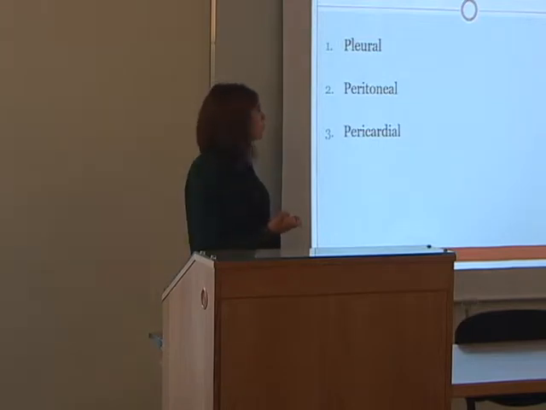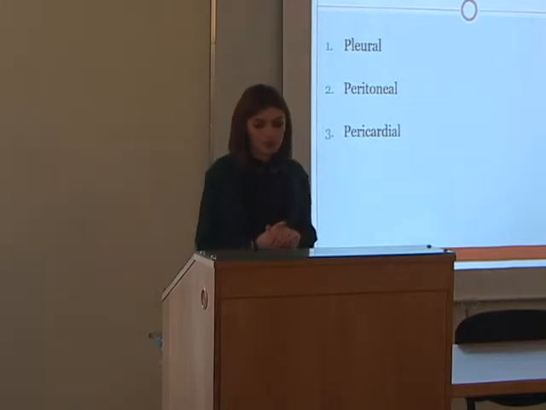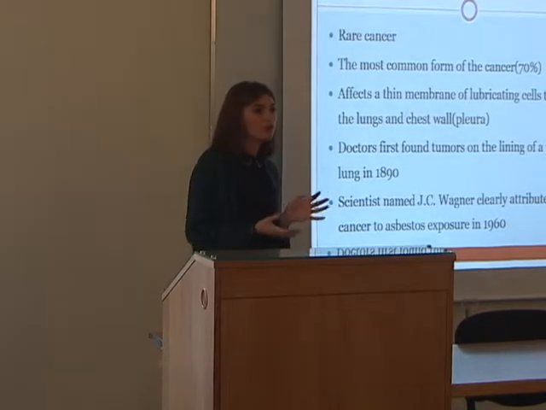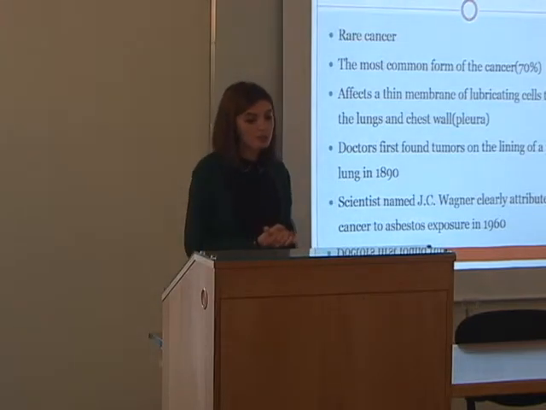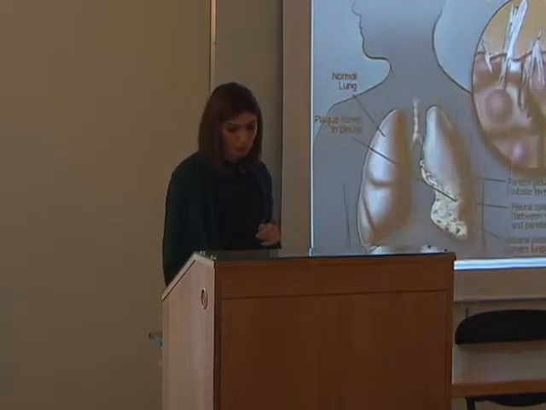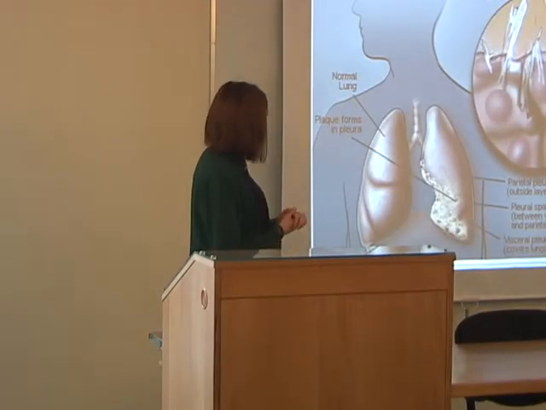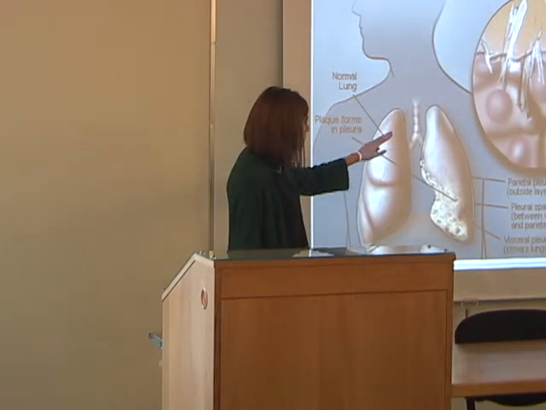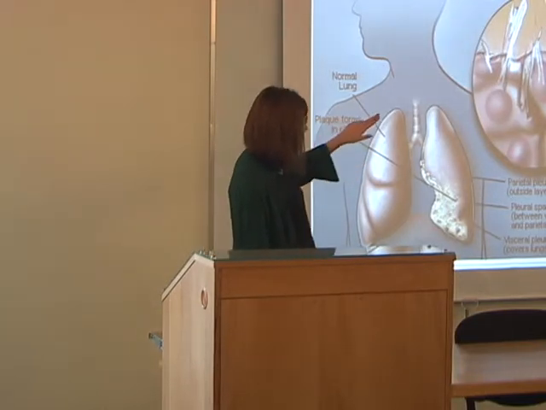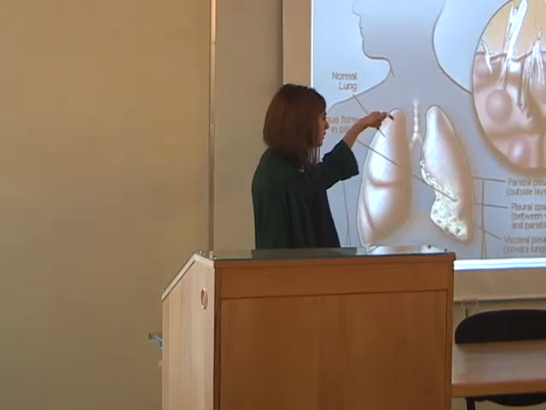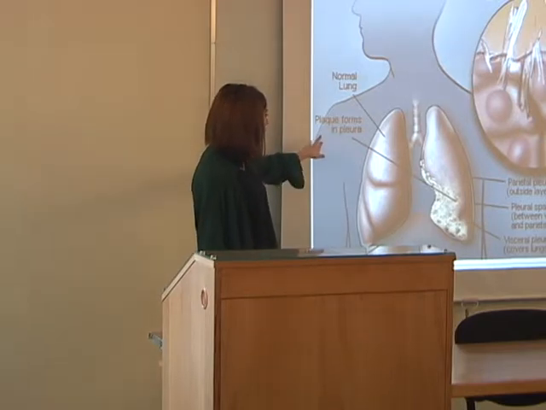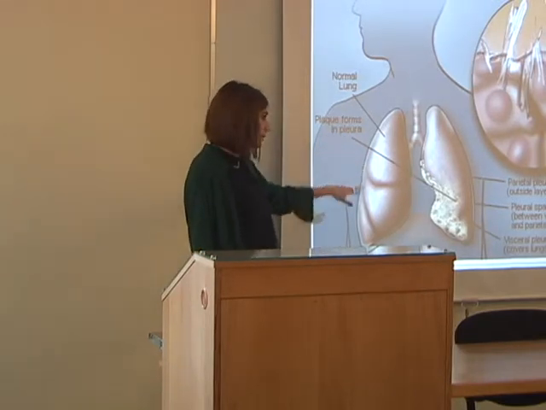And there are main types of mesothelioma: pleural, peritoneal, and pericardial. Pleural mesothelioma is a rare cancer and the most common form of mesothelioma. It affects a thin membrane of lubricating cells that lines the lungs and chest wall, called pleura. In this picture, you can see the changes caused by asbestos fibers via inhalation. The fibers are lodged into the pleura, and they form a plaque in the pleura.